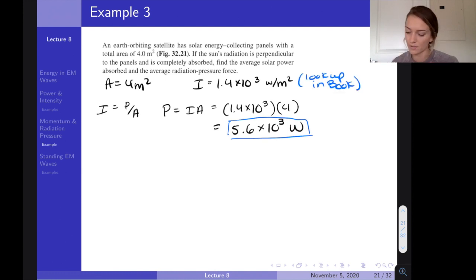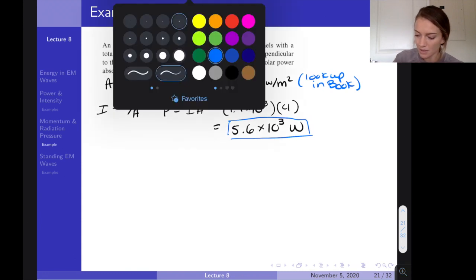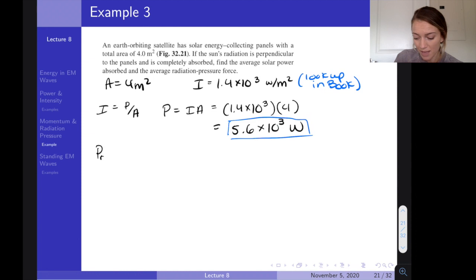Okay, so now we found the average solar power, and the reason it says average solar power, again, is because we're using intensity, and intensity is associated with the average energy. So now they want us to find the average radiation pressure force. I know that wording might be a little bit confusing, but basically all they're saying is, what is the force. So now I have a lot of P's, so I'll write P rad again. This P is for power, and this P is for pressure, so we have to be a little bit careful with our letters here.